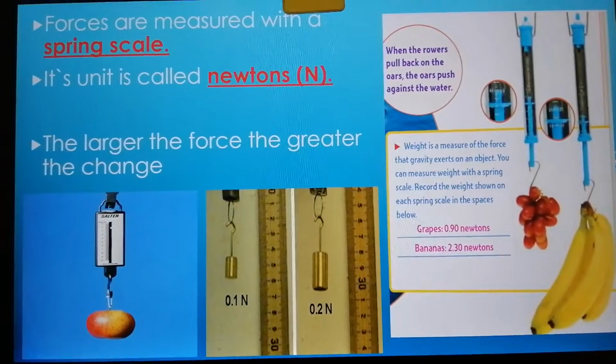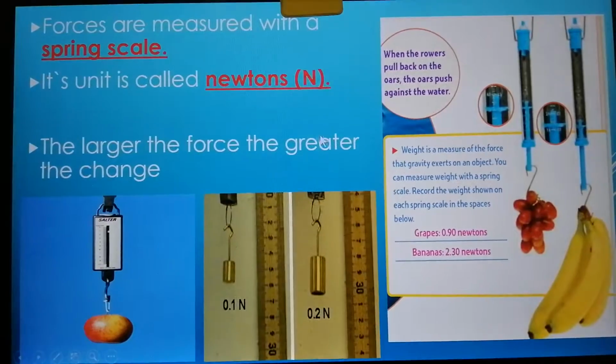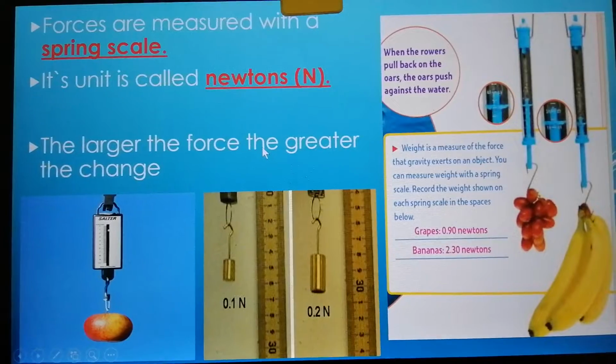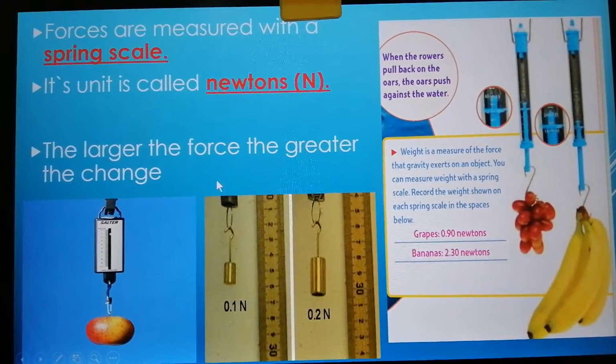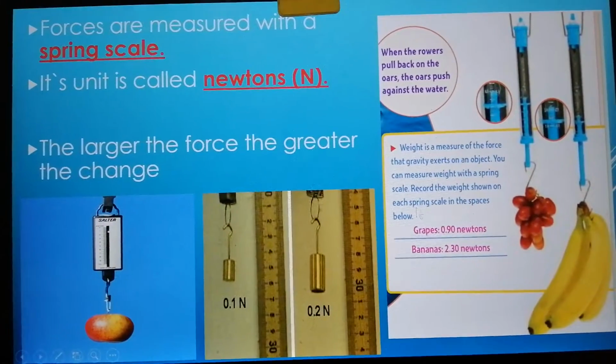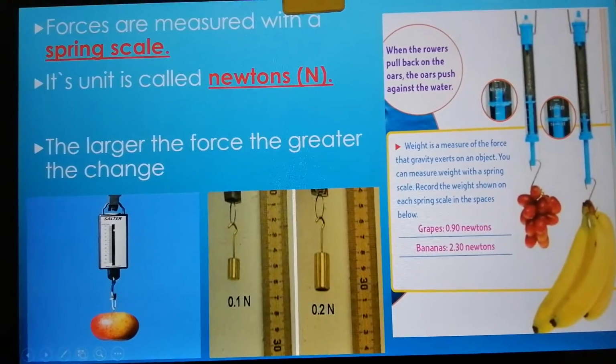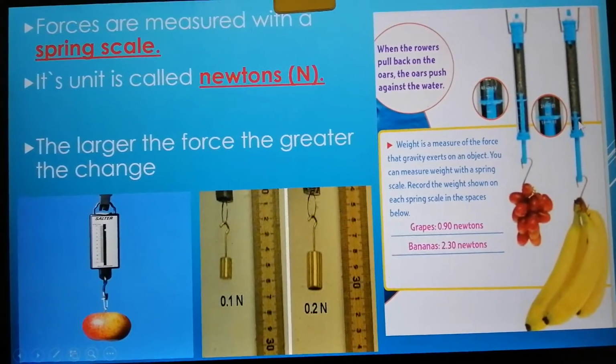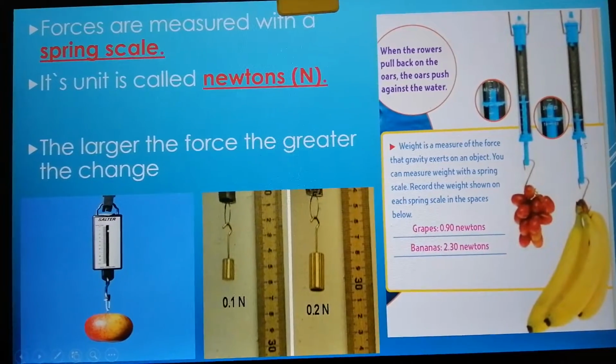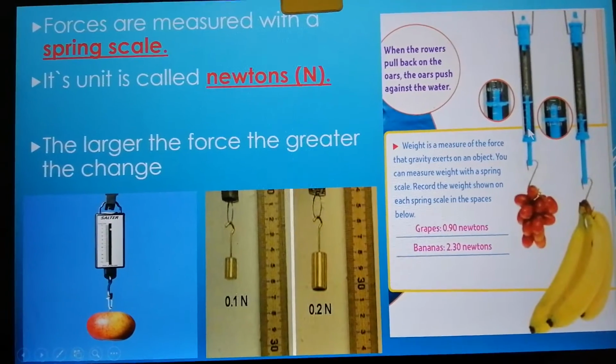Okay, so this is the meaning of the sentence: the larger the force, the greater the change. When the force is large, like the bananas, the change will become more on the scale. It will be pulled down more than the grapes.